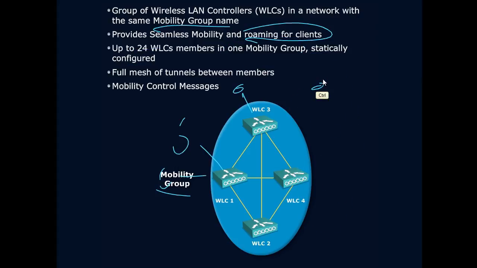One thing to note, we have full mesh CAPWAP tunnels between the members. So from here to here, and here to here, and here to here, it's full mesh connectivity. This allows us to exchange that client list very quickly back and forth through those tunnels. We have mobility control messages that keep us up to date of what's going on within our mobility group.